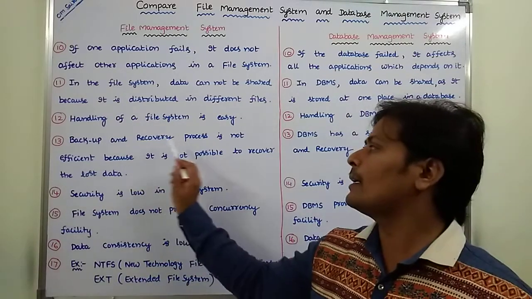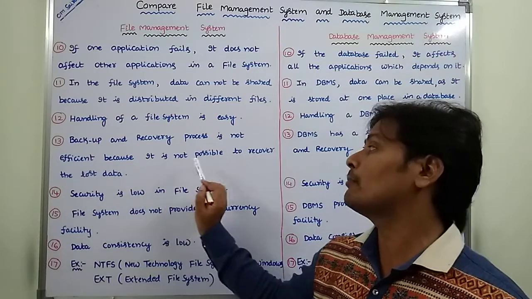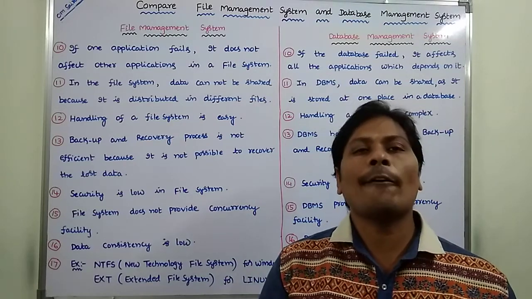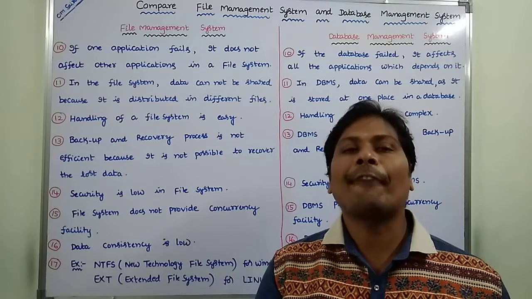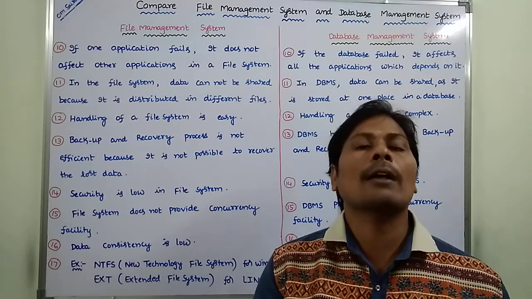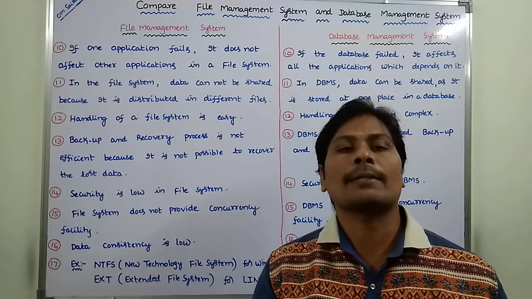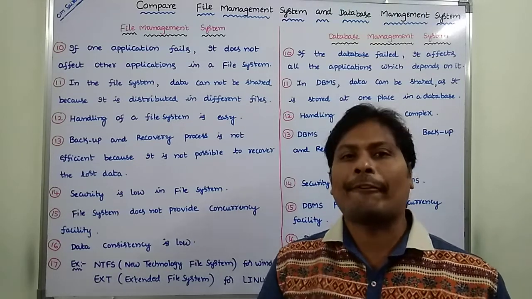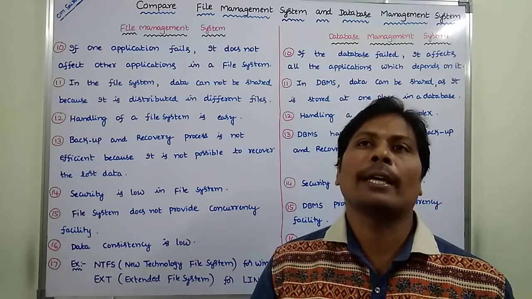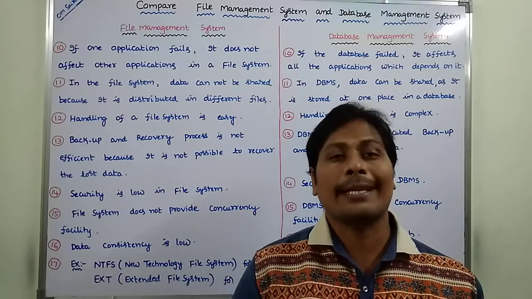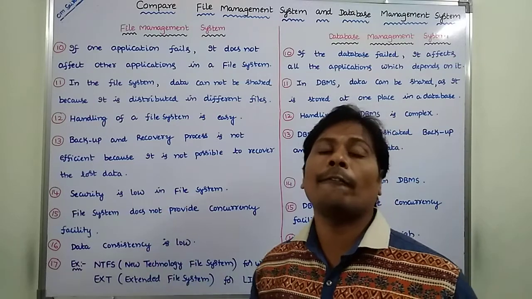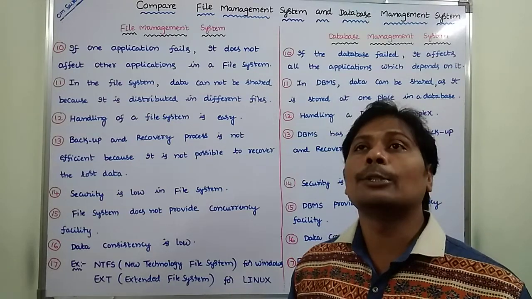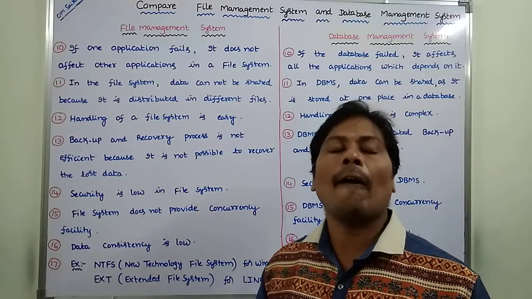Next one, backup and recovery process is not efficient because it is not possible to recover the lost data. Okay, so in the case of file management system, if any file or any data is lost, backup and recovery process is not efficient. It is very difficult to retrieve the lost file. Whereas in the case of DBMS, it is very easy to get the lost data or file.